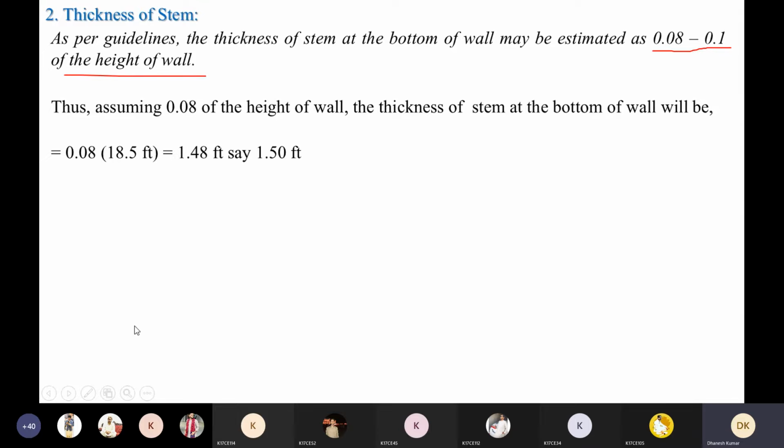Now let's assume the lowest range of this particular thing, that is 0.08. I would suggest you just go for the average. Whenever you have a range, it's professional advice to you guys: whenever you are in the field and you have a choice to take between a range, I would suggest you just go for the average one. Okay, always take the average one.